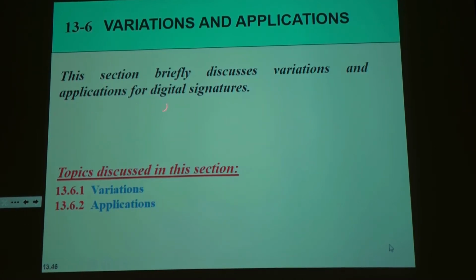So there are variations and applications. We'll briefly discuss variations and applications of the digital signature. What we learned so far: what is a digital signature? It is a technique that uses an asymmetric algorithm. We sign with the private key of the sender, and we verify with the public key of the sender. We could sign the whole message, which is slow. We could sign the digest. The strength of the mechanism becomes the strength of the hash function that you are using to create the digest.